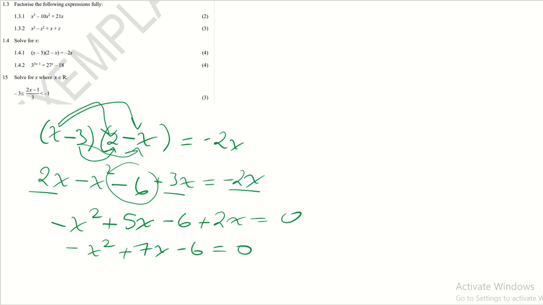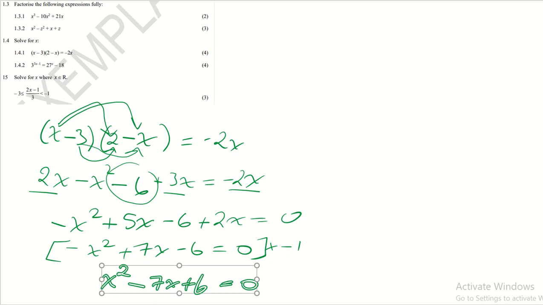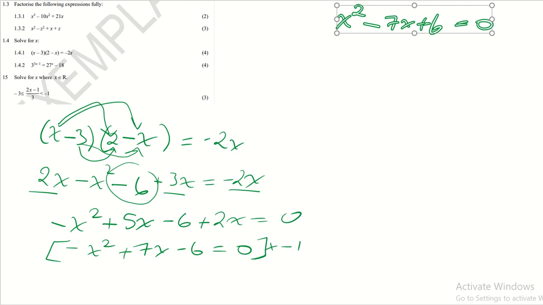Now, I don't want to have this negative in front of my x squared. So let me multiply by negative 1 throughout. So I get x squared minus 7x plus 6. This is equal to 0.